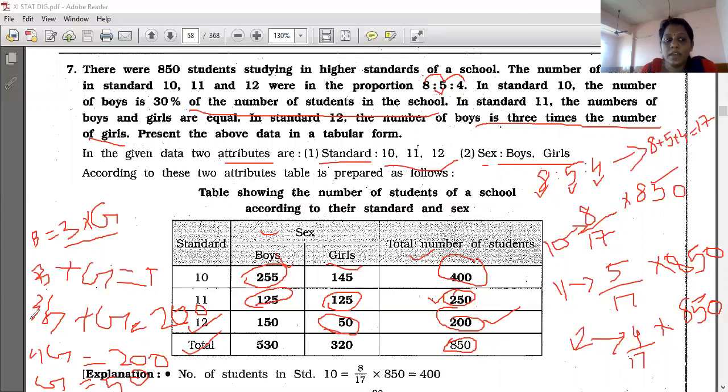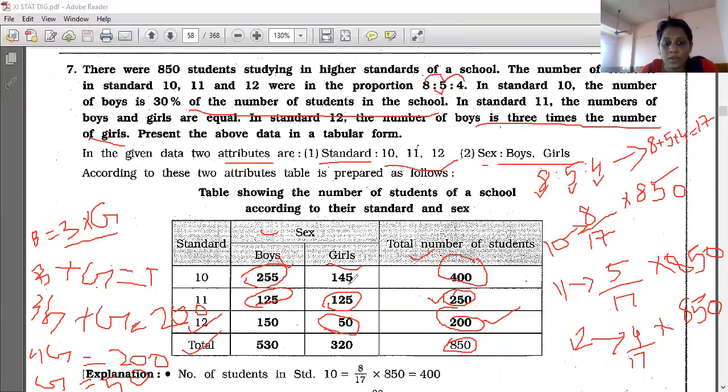Did you understand? Boys is 3 times the number of girls. So B equal to 3 into G, that is 3G. B plus G equal to total. So B was our 3G. 3G plus G equal to 200. That is 4G equal to 200. So G comes to 50. So we have written 50 here, right? Whatever information we have now, we have written it all.